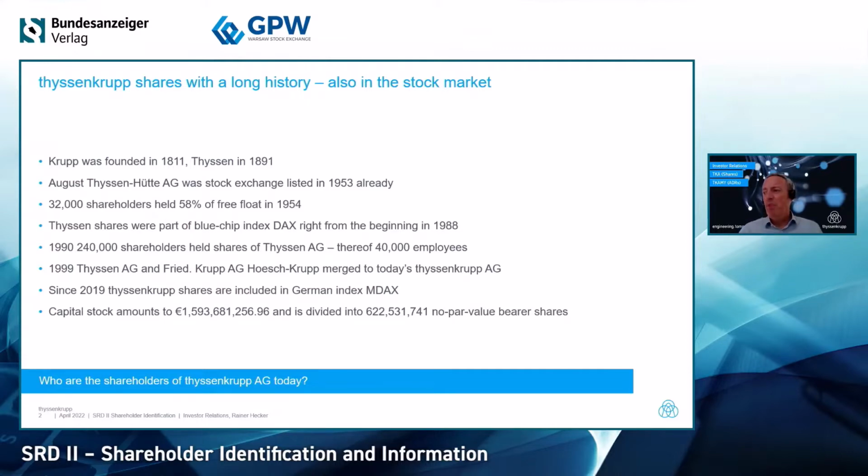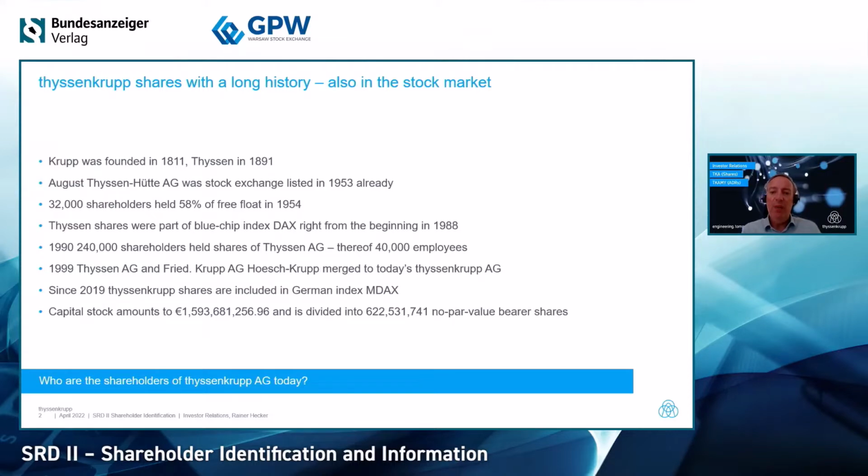It is important to understand why it's a bit more difficult for a company like ThyssenKrupp to find out who the shareholders are. There are bearer shares in the market, so shareholders by definition are anonymous. Then you have registered shares, and also in this case shareholders have the option and possibility to hide, and you don't know them exactly. We, as ThyssenKrupp, have bearer shares out there, so SRD II and shareholder identification is even more interesting to us.